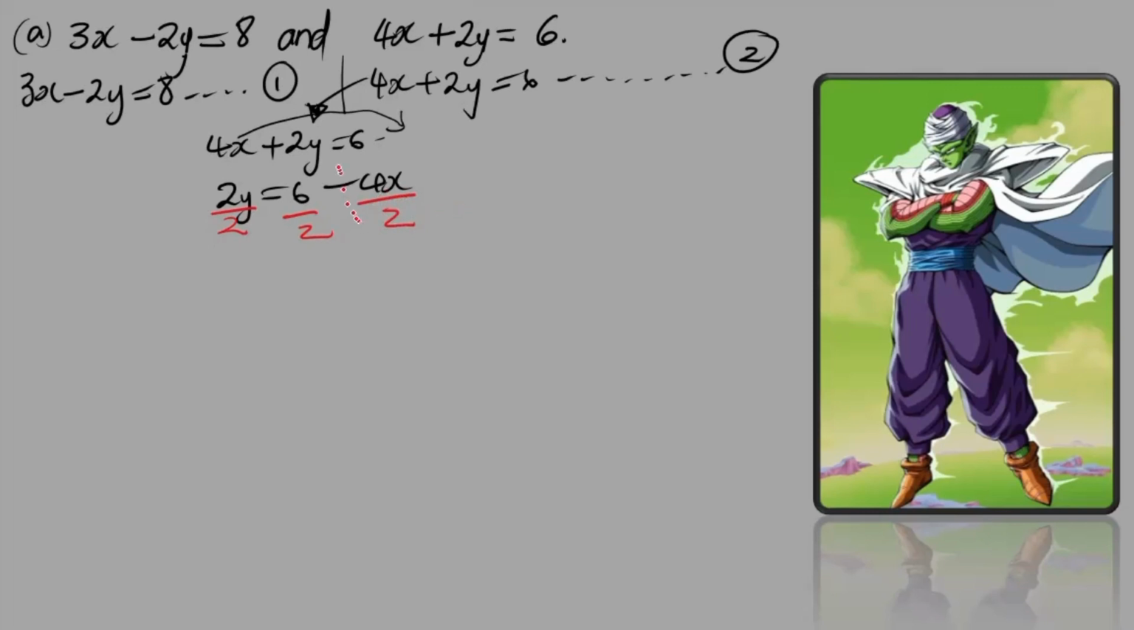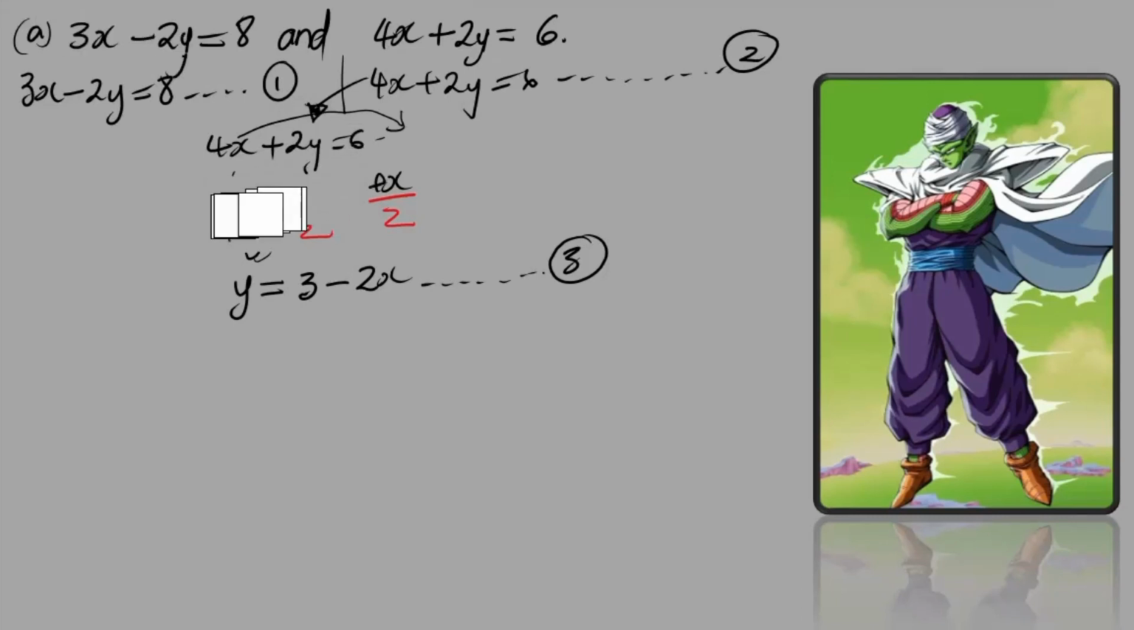All set? So now my equation 3 becomes, the 2 cancels that, I'm left with y is equal to 6 over 2, that is 3, minus 4 over 2, that is 2x. This is my equation 3. Why? Because this variable has been isolated from everything else. It's now the subject of the formula, which is what I wanted.